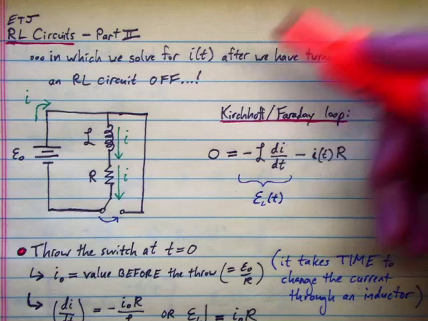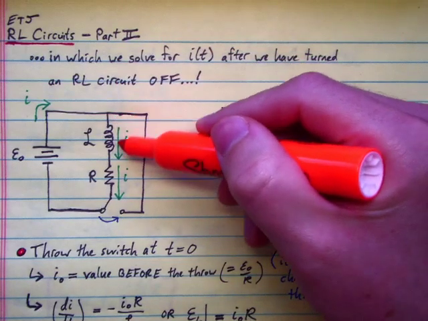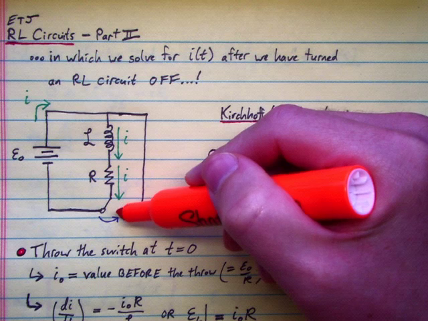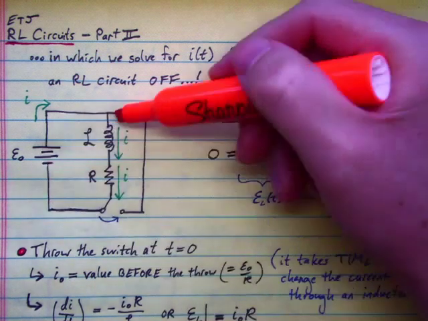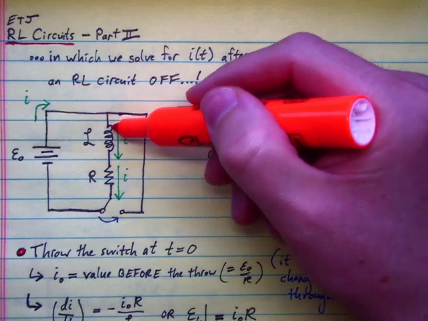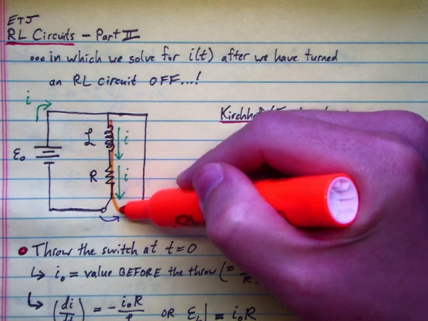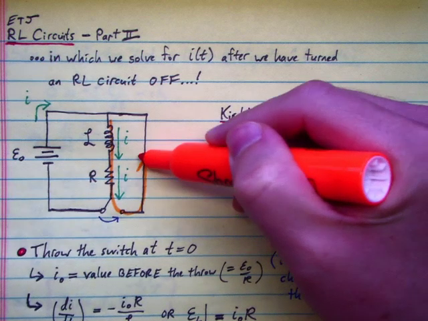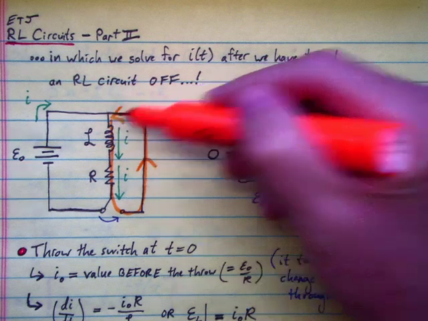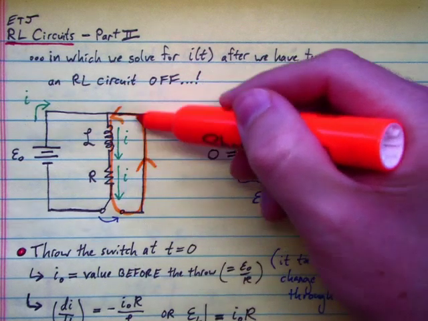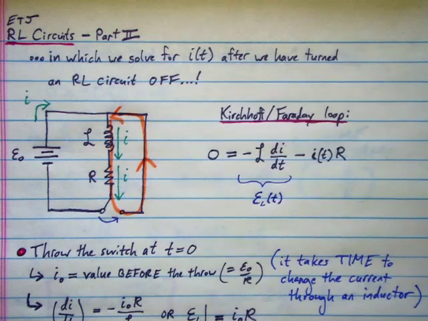I'm going to imagine a path that goes in the direction of the current at present. So the current has been going down through this branch. Let's make down the positive direction for the current. And so our Kirchhoff loop, or our Faraday loop, is going to go like that, counterclockwise around that path.